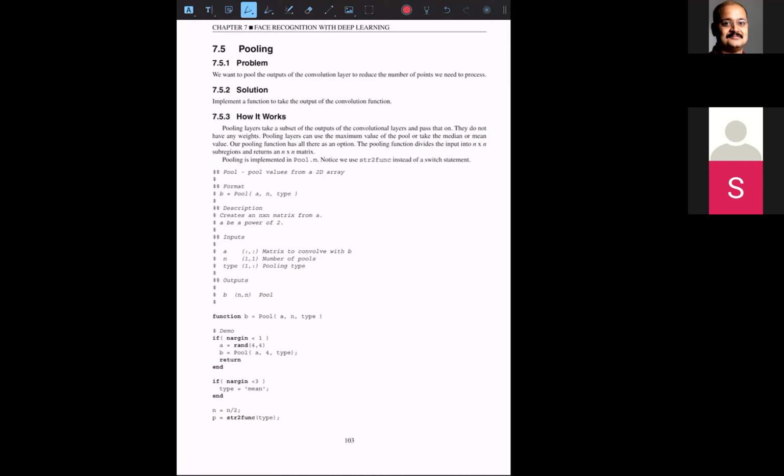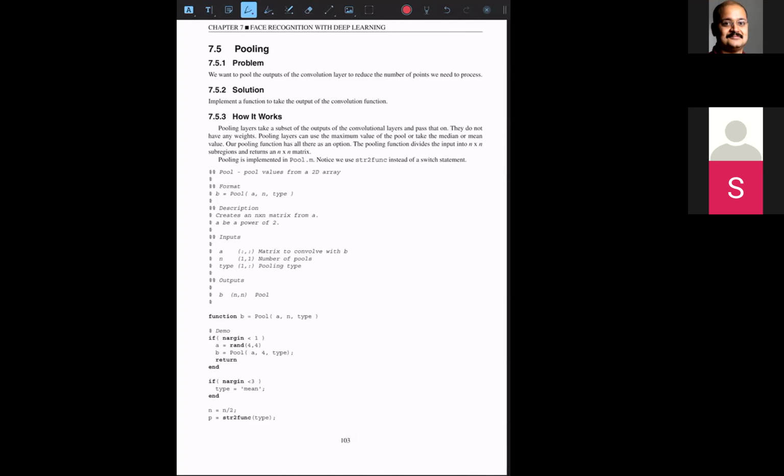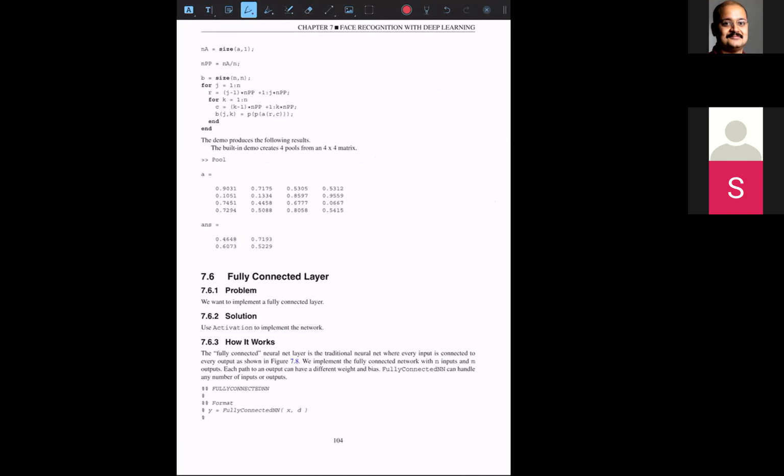So if you look at that pooling function, I would encourage you to run the built-in demo, and that would actually show you what happens once you perform the pooling operation.